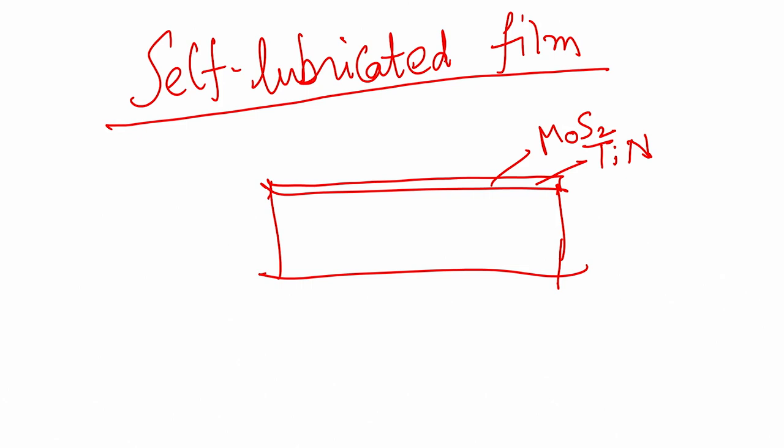There are plenty of examples I will explain to you later, but self-lubricated films are often used in application scenarios where you do not need to use a lubricant as such. So, without lubricants, you can use the self-lubricated film to achieve a similar level of reduced coefficient of friction and similarly reduced wear rate, which is important in the technological field.